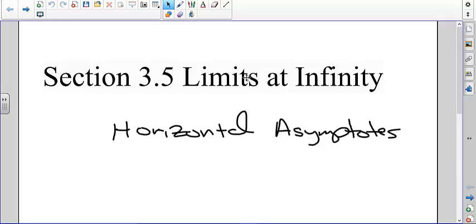We talked about vertical asymptotes in chapter 1. We need to talk about horizontal asymptotes because the next section talks about curve sketching, drawing curves, and we need to know something about the behavior of a function as x gets large, or x gets large positive, or x gets large negative. So we're going to look at the question of horizontal asymptotes, and mostly with respect to rational functions, ratios of polynomials.